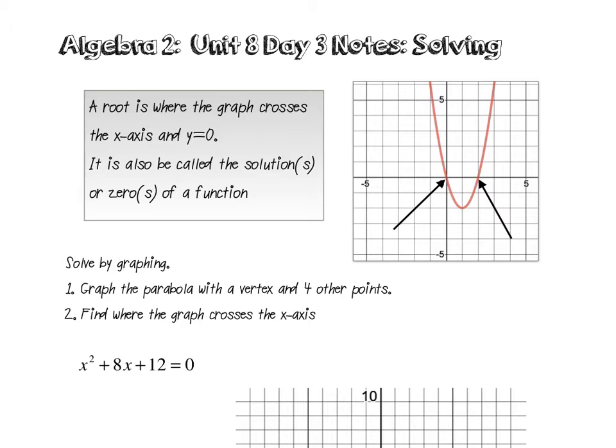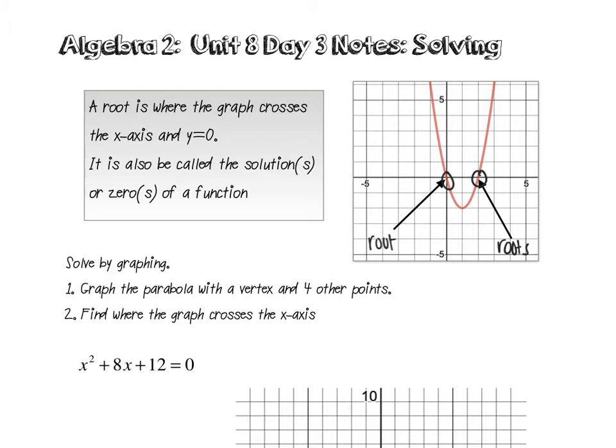So this is the Unit 8 parabolas one, except now what we're going to find is the root of each of these. A parabola root is where the graph crosses the x-axis and y is equal to 0. So these are pictures of the roots. When something asks for the roots of the parabola, they're these points right here that hit right on the x-axis, okay? It's also called the solution of a function or the zeros of a function.